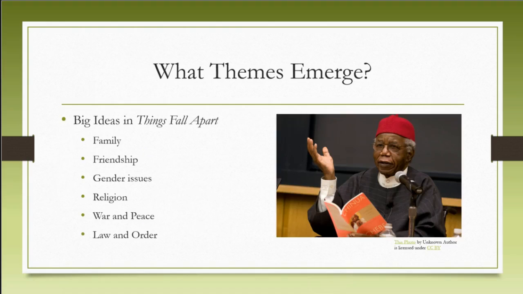And then what themes emerge in Things Fall Apart? There is the possible theme of family. Family is very important to Okonkwo, but he's not always kind to his family. Friendship is important, maybe not quite as important as family. Gender issues. Why do the characters act the way they do? How does their gender affect their actions? Religion, issues of war and peace, and also maybe thinking about it from our perspective, issues of law and order.